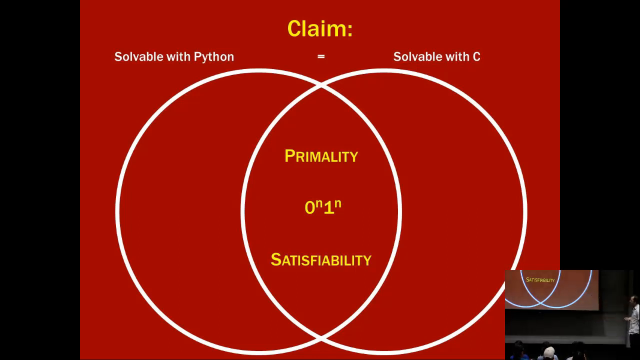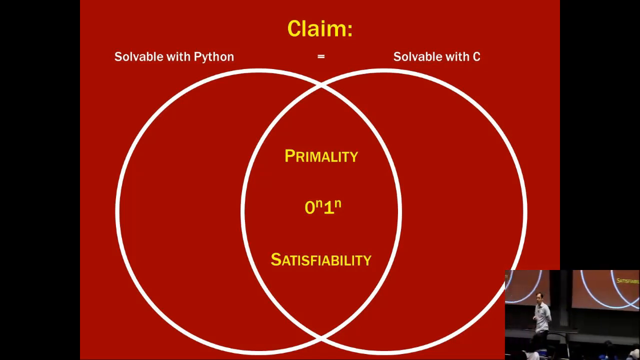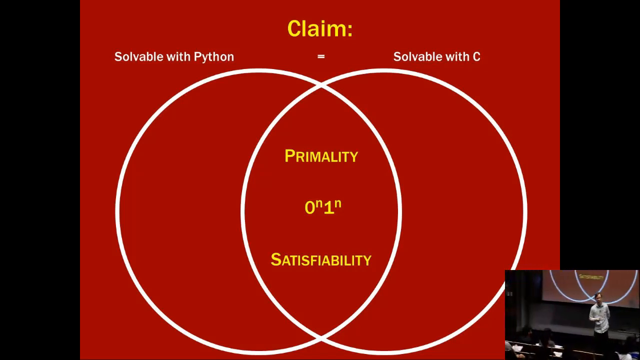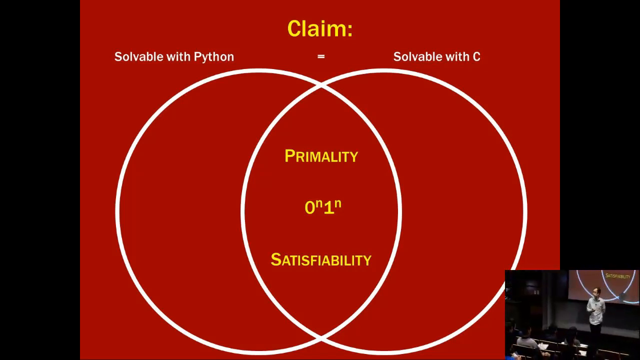So one thing I want to ask you now is, do you think this is a real Venn diagram in the sense that it has three distinct parts? Are there things that you can solve with Python that you can't solve with C, or vice versa? Anybody say yes or no? Yeah? OK, we have one vote for the same. Anybody want to take the opposing position?